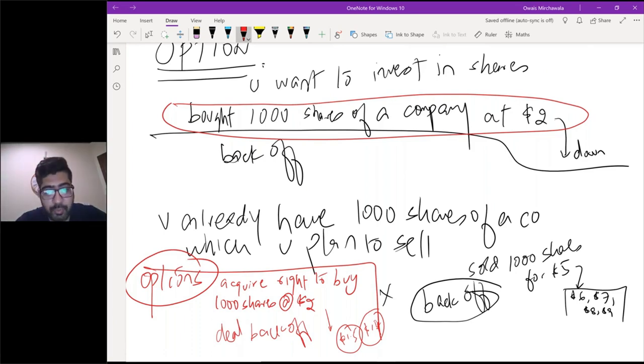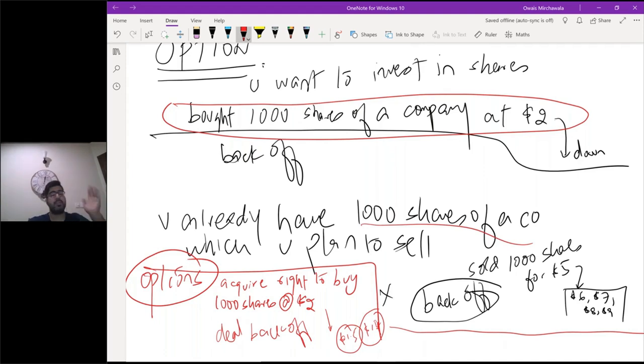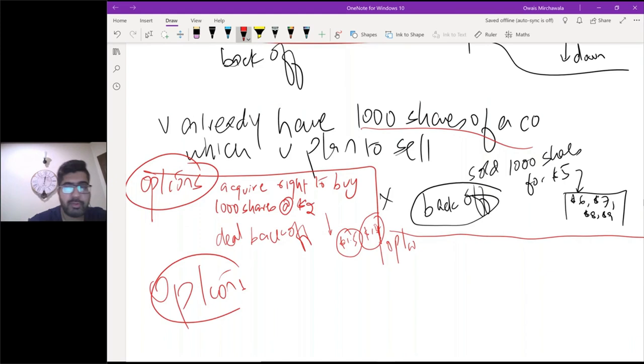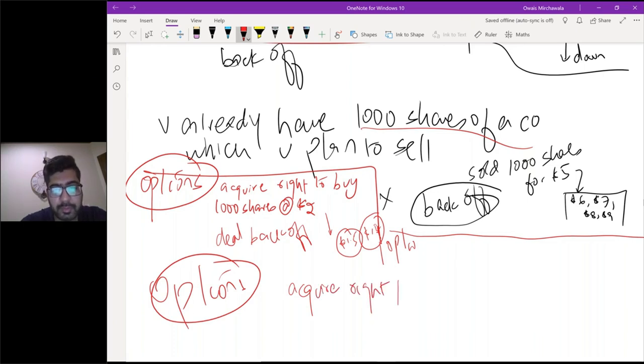Similarly, let's suppose you already have 1,000 shares you plan to sell. If you sold these shares and the prices start going up, you will suffer loss. Okay. Go in the options market. You have 1,000 shares which you plan to sell. Don't sell the shares. Just acquire a right or promise to sell 1,000 shares at $5.